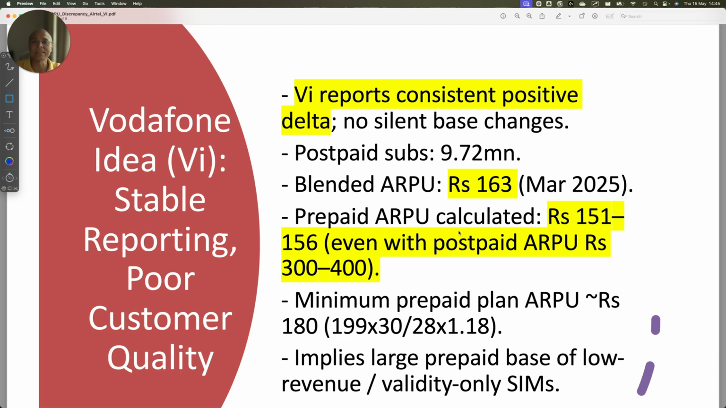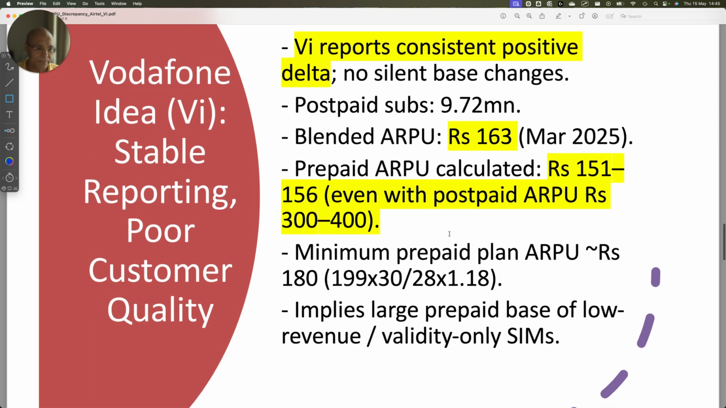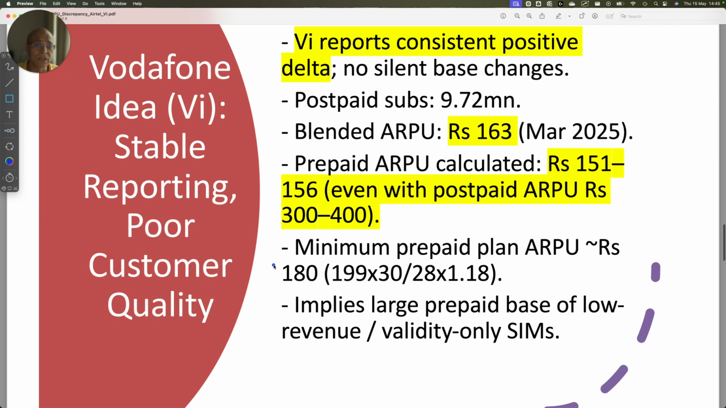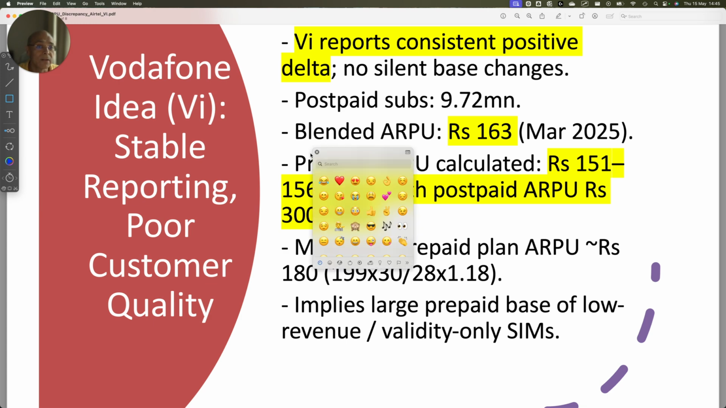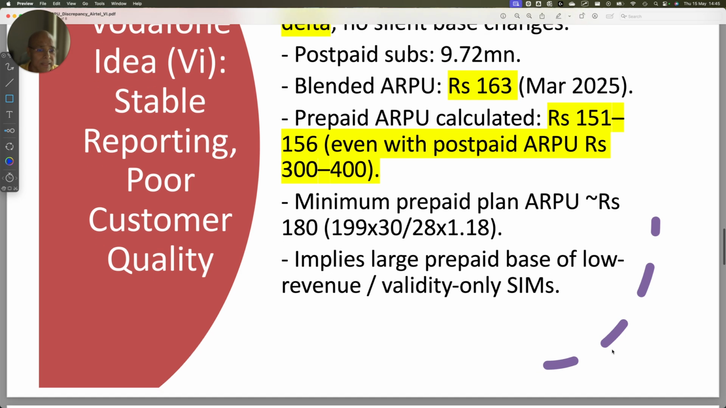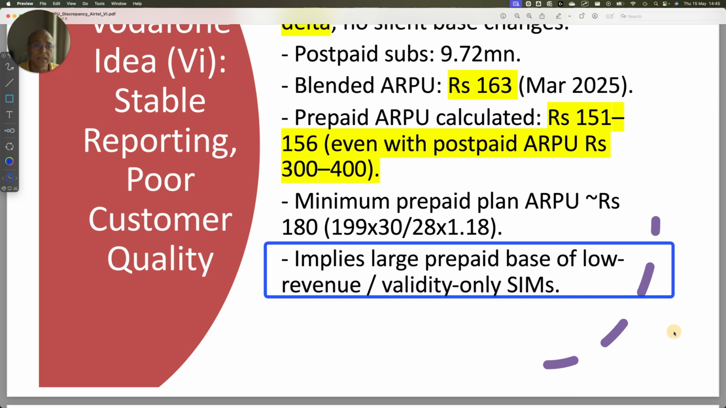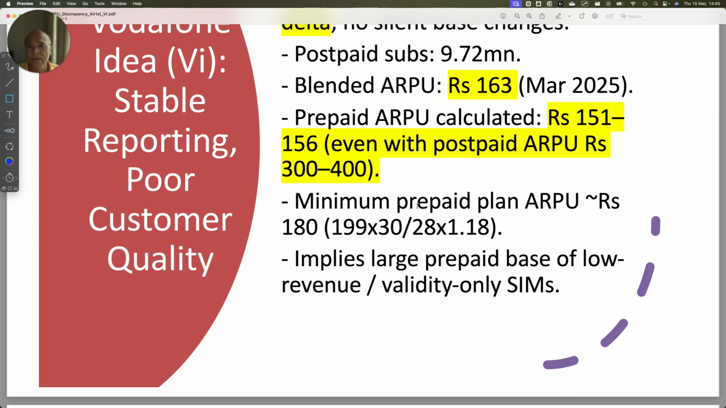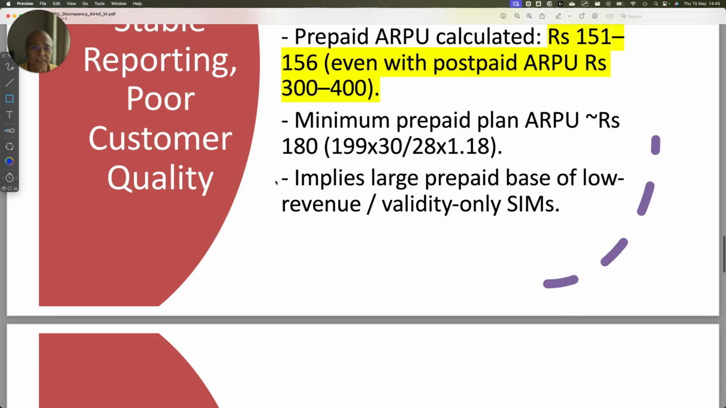Now my question is, since there was a tariff hike, the minimum ARPU comes out to be 180. Why? 199 is the minimum plan, multiplied by 30 because it was for 28 days, then you divide by 28 and adjust for GST, 1.18. It comes out to be 180. Now, if it is 180, how can the ARPU be so low? Which means that there are poor quality customers who are not recharging for the whole month. It implies a large prepaid base with low revenue validity, only SIMs not for the full month. They are not recharging, right?